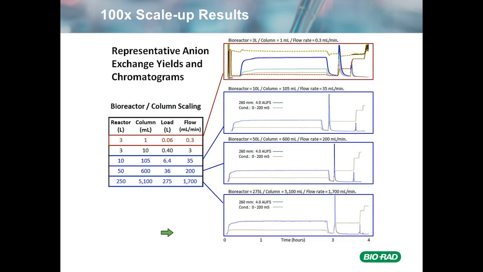And the final clinical scale, which is actually going into trials, was a 5-liter column with 250 liters of reactor volume. And again, you see exactly the same profile with the elution peak here. So this scaled very, very well in going all the way from 1 mil up to 5100, which is a 5100 full scale up.